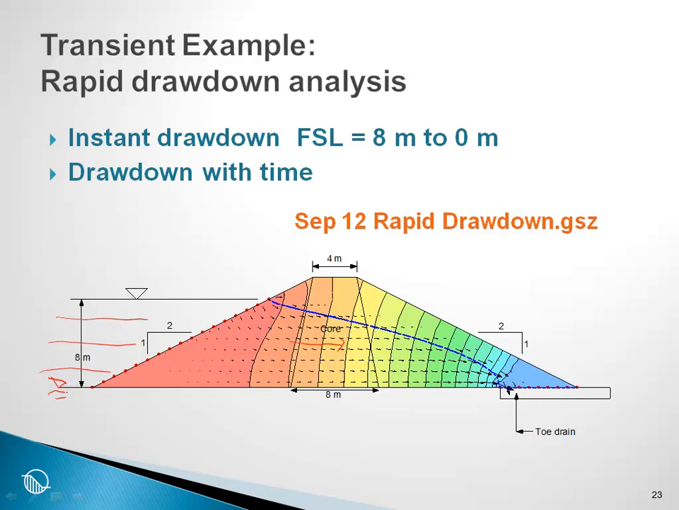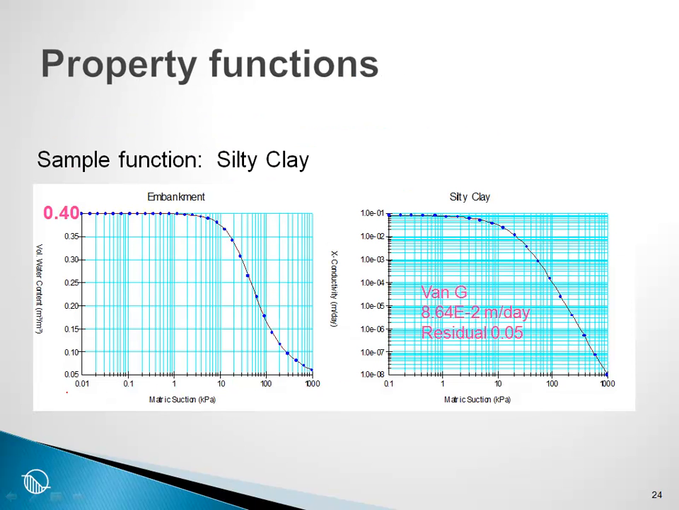So in the second case, our boundary condition is going to be a function of time. In the first analysis, the boundary condition will be a constant, but the dissipation of the excess pore pressure that is in the dam will take some time. We are going to use a sample function for silty clay, and we're going to make the saturated volumetric water content 0.4. We are going to work in terms of meters per day in this particular case.